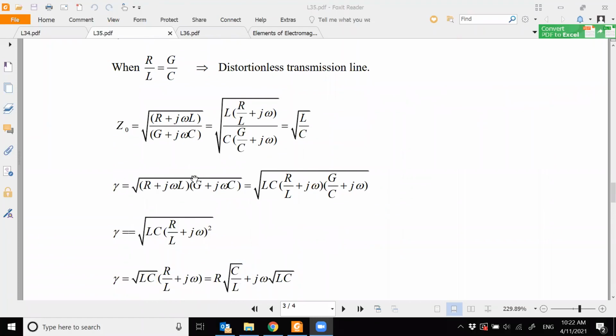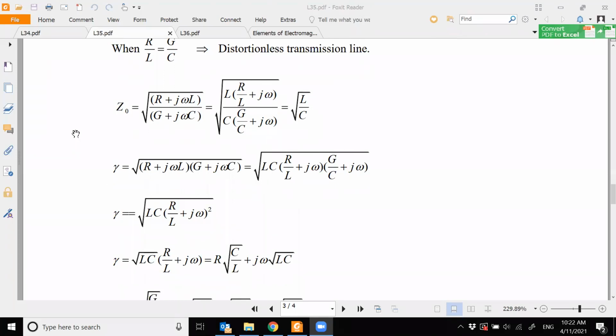First we are finding the characteristic impedance in this condition. My characteristic impedance Z0 is root of R plus j omega L over G plus j omega C. Since these two ratios are equal, I'm taking L common from the numerator and C common from the denominator. Then if this and this are equal, whatever is inside the bracket can cancel out and I will get root of L over C. So this will be my characteristic impedance.